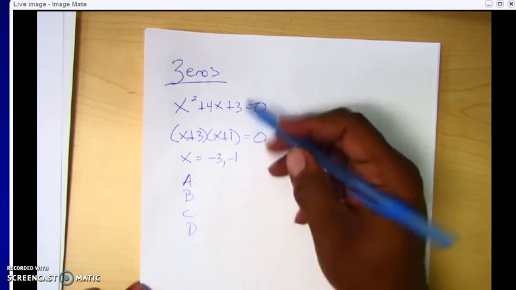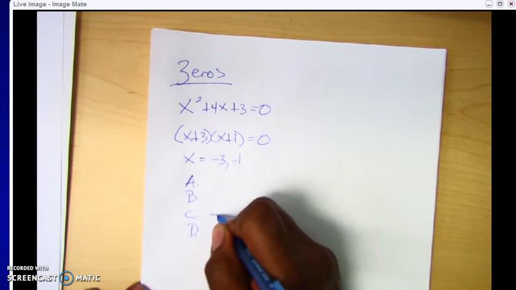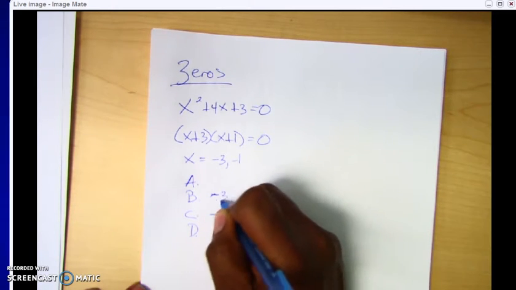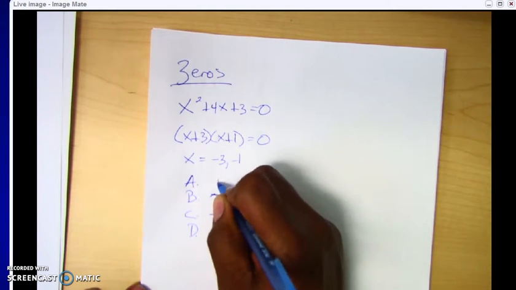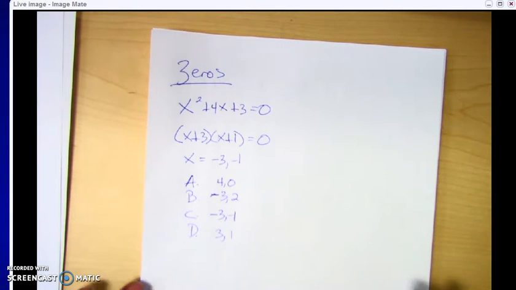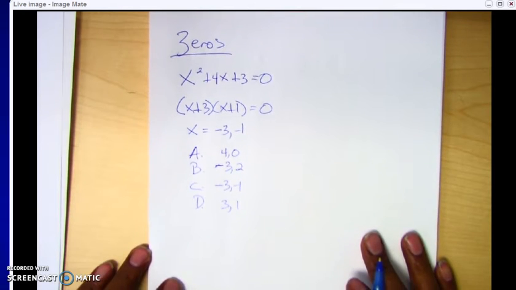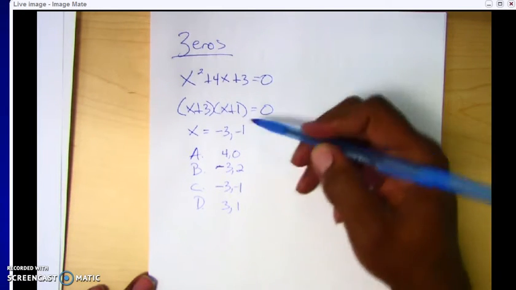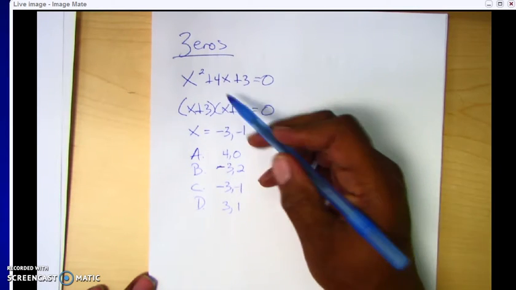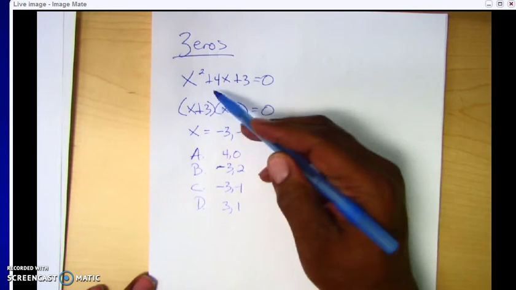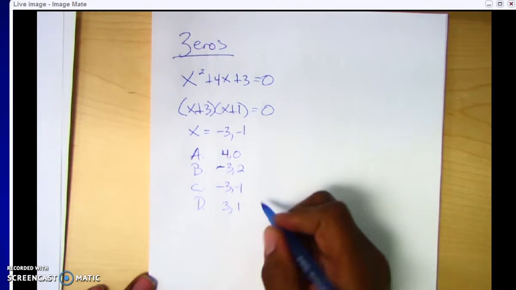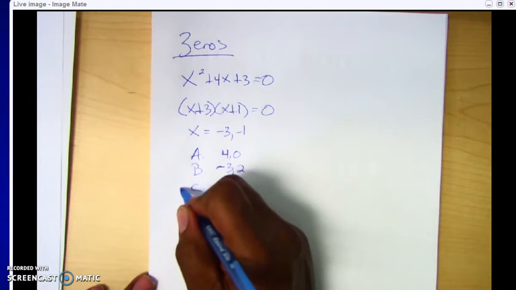So even if you forgot how to factor, suppose you had something like this: negative 3, negative 1, let's say negative 3, 2, 4, 0, and positive 3, positive 1. Suppose it was a multiple choice, something like that. Even if you forgot how to factor, you would just simply plug these x values into the equation, and whichever values gave you 0 would be your answer. And both of these have to be true. So, for instance, we already know the answer is going to be C.